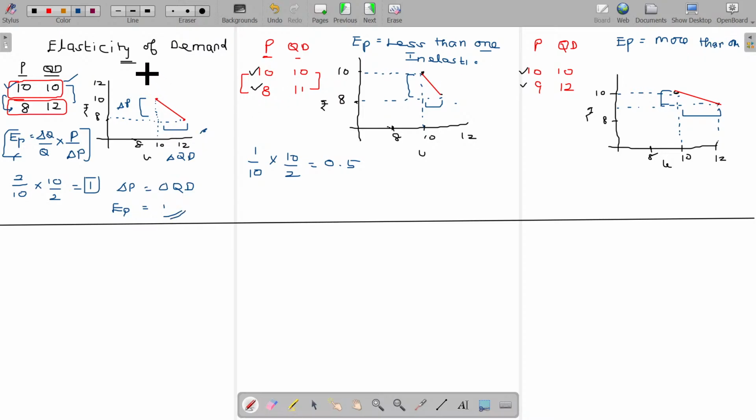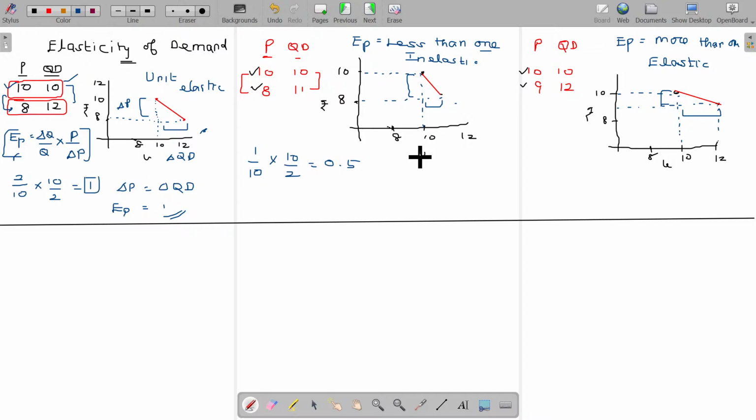This one is called unit elastic. Don't get confused. This is called unit elastic. This one is called elastic. If the quantity demanded change is higher than the price change, then it's called elastic. The other one is inelastic. So one is exact, one is less, one is higher.